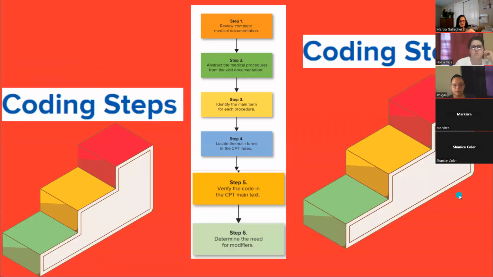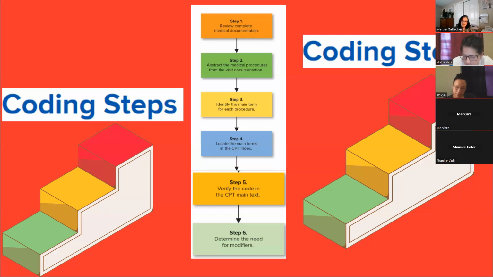All right. Now, who remembers the accurate coding steps? Because we're going to go over them again. So the very first thing, we have to review the complete medical documentation. Can we do that in class? No, because they give us like 2 or 3 lines and we're supposed to know what all of it means, right? But when you're working your real job, you're going to need to review the complete medical documentation. 2, you need to abstract the medical procedures from the visit documentation. What does abstract mean? It means you're going to read your documentation and you're going to pull out what you need.